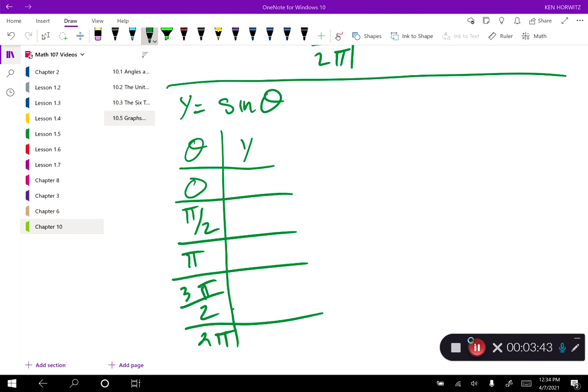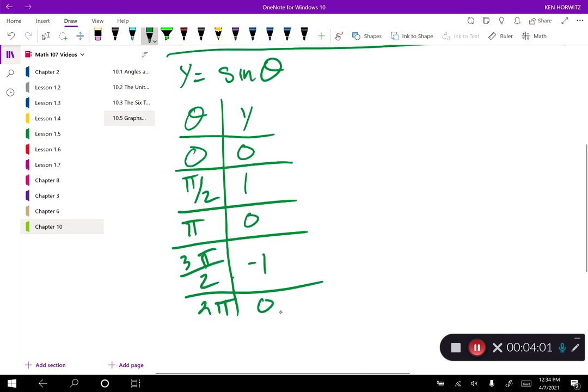So if I take 0 and plug it in, the sine of 0 is 0. The sine of pi over 2 is 1. The sine of pi is 0. The sine of 3 pi over 2 is negative 1. And the sine of 2 pi is 0. Now that we have the xy values, we can draw an axis and create our graph.